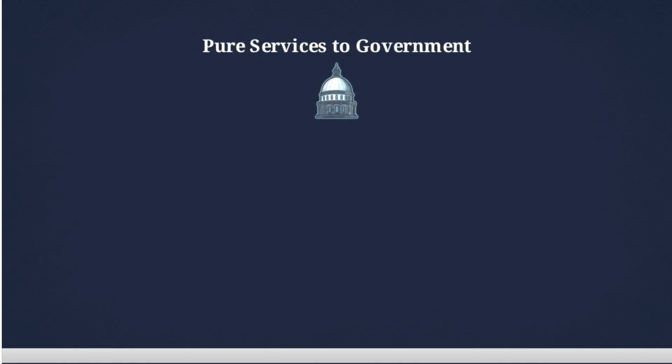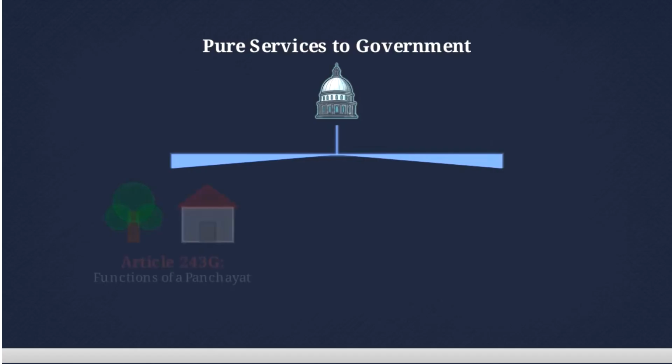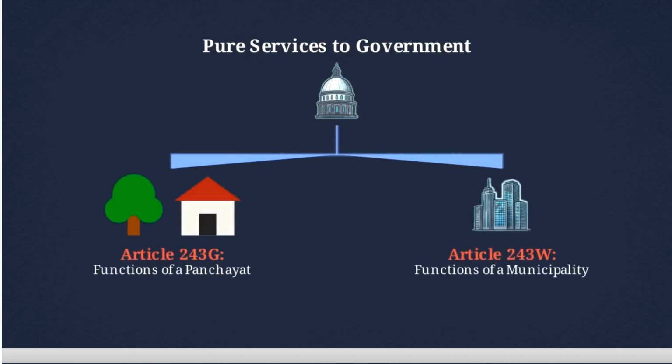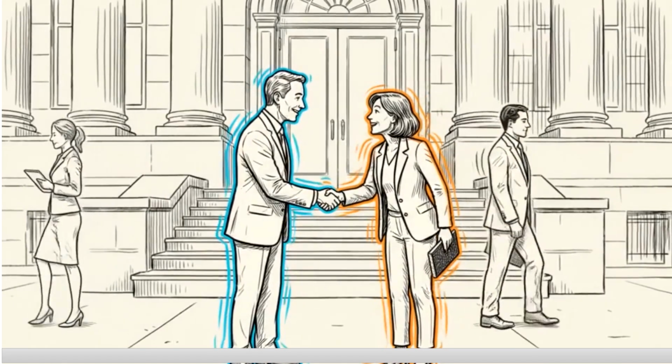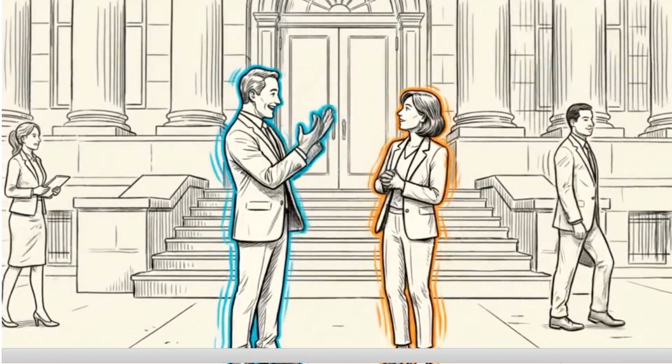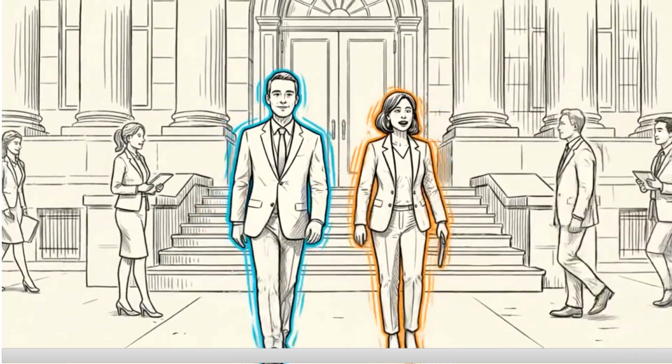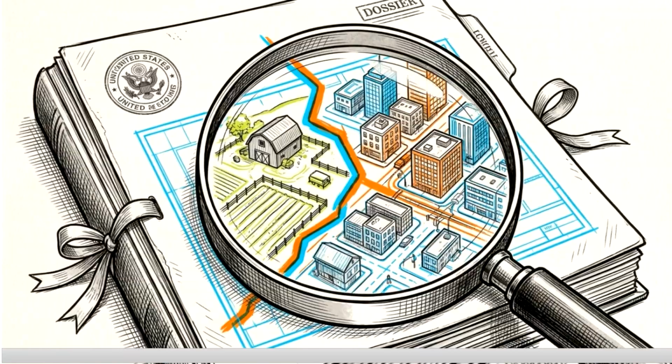This flowchart maps pure services supplied to a government entity. The exemption follows two distinct paths: Article 243G for panchayats and Article 243W for municipalities. Only pure services, meaning those that exclude works contracts, provided in relation to these specific constitutional functions, bypass tax liability. Supplying a service to the government does not grant automatic immunity. The service must map directly to Article 243G or 243W functions.